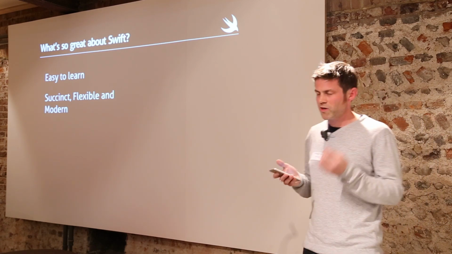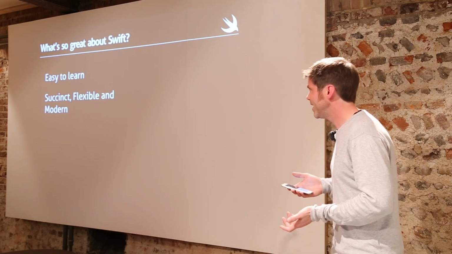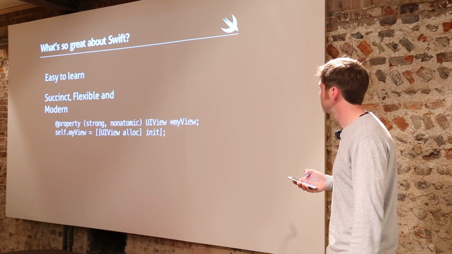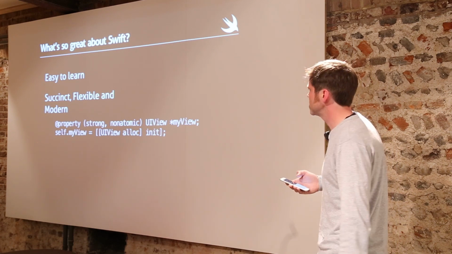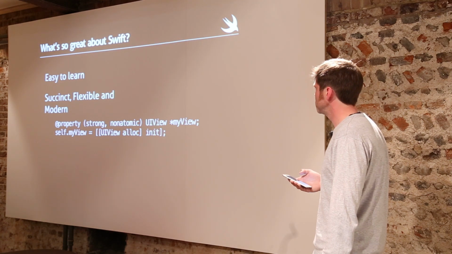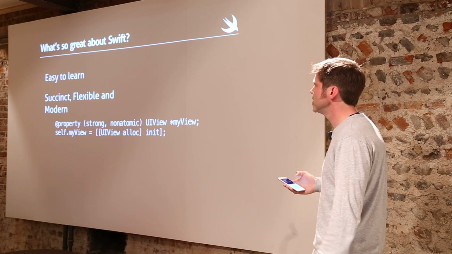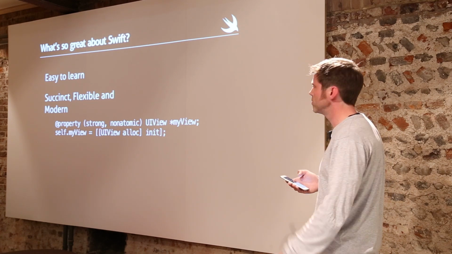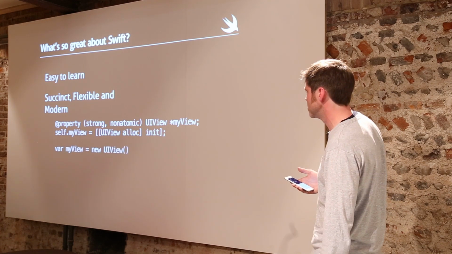But Swift is strictly typed, but sort of implicitly, as we'll see in this example, in fact. So this is Objective-C, and here we're declaring a property of UI view in, say, a class, and then we're instantiating that UI view. So the equivalent of this in Swift looks a bit like this.